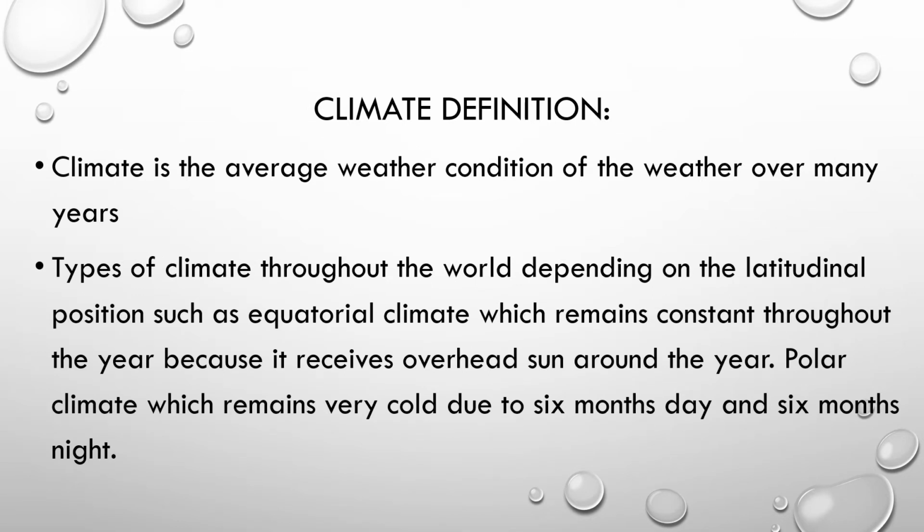First of all, let's go through the definition of climate. Climate is the average condition of the weather over many years. The types of climate throughout the world depend on latitudinal position and the change in day and night. Basically, it relates to the movement of the sun, and the rotation and revolution of the earth, when the earth completes one cycle around the sun. So we have the change in day and night, change in seasons, and change in time.